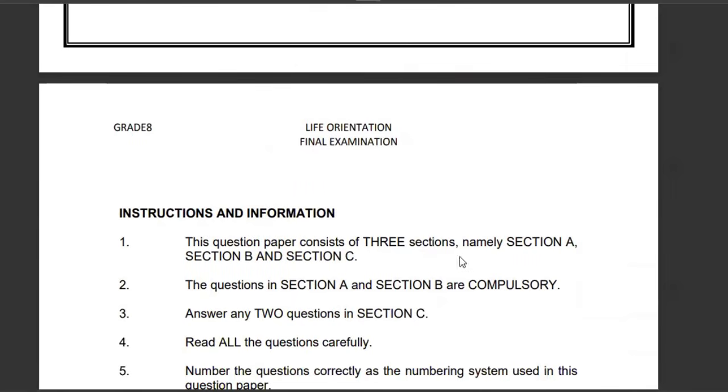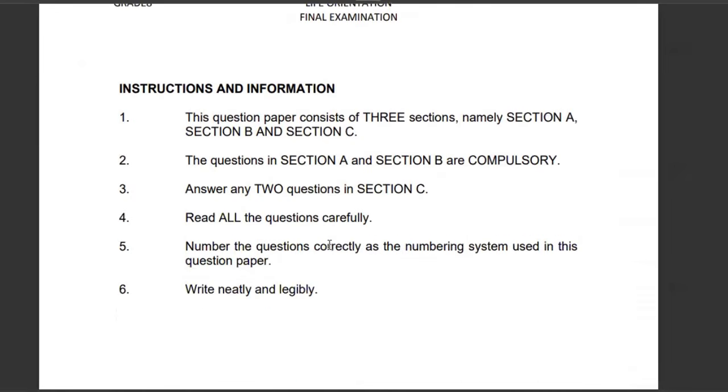This question paper consists of 3 sections, namely section A, B, and C. The questions in section A and B are compulsory. Then you're supposed to choose any 2 questions in section C. So you must bear that in mind. You are required to read all the questions carefully before answering.